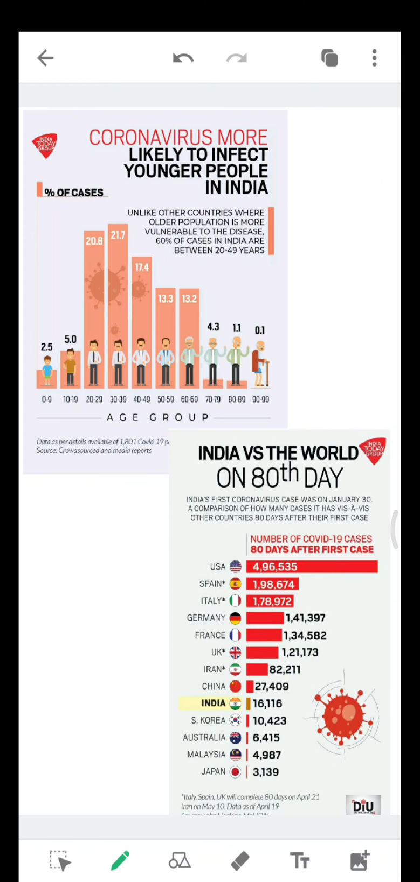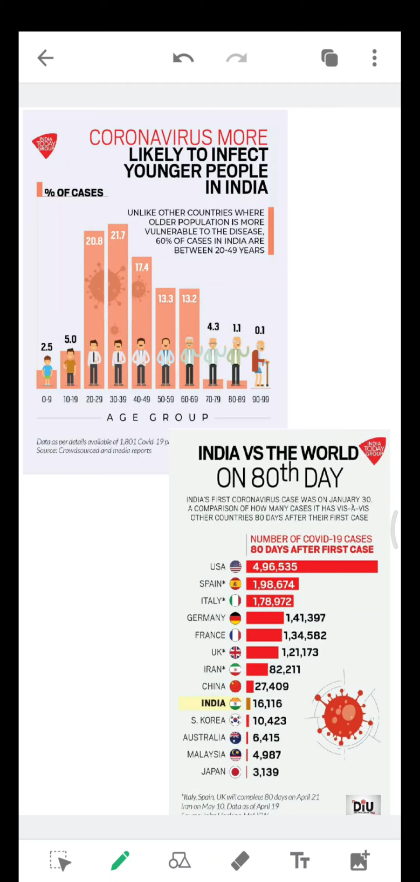Like the recent pandemic, the pandemic which we are going through now, here you can see 2 examples of the data representation, how they have represented data. Coronavirus more likely to infect younger people in India, it seems. So we have to be very careful. Unlike other countries where the older population is more vulnerable to the disease, 60% of cases in India are between 20 to 49 years. So looking at this graph you can easily understand.